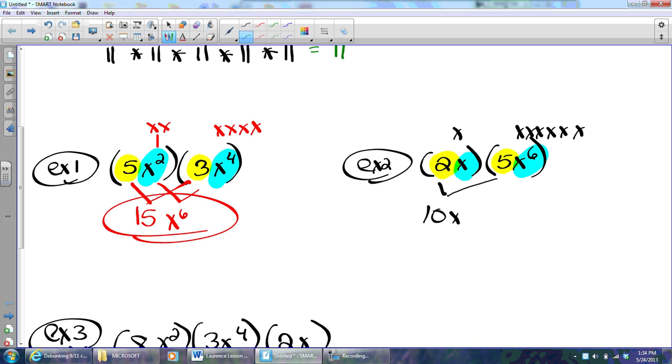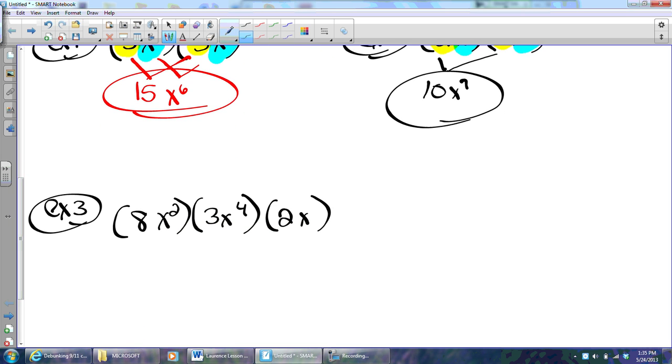Now some of you are like, well, Mr. Lawrence, you told me to add the exponents, and I don't see an exponent here. A plain old x. Doesn't that mean x to the first power? Isn't this really x to the first times x to the 6th? And 1 plus 6 is 7. There you go. So when you don't see the power, you assume it to be a 1. You can put that little 1 in there if you need to.